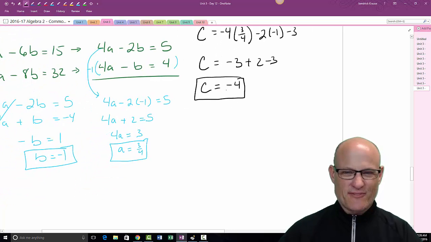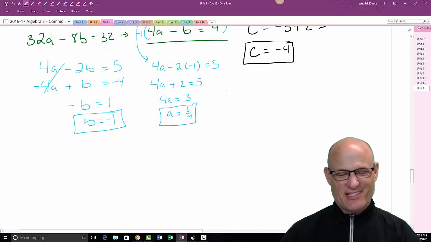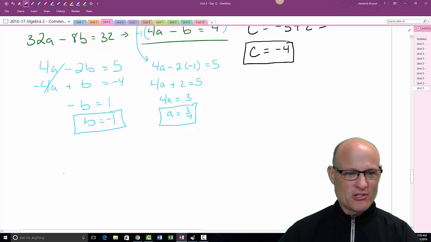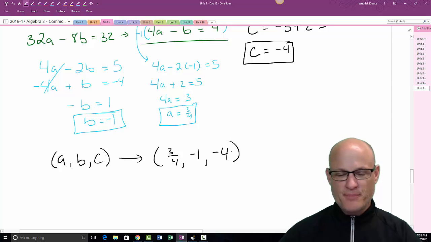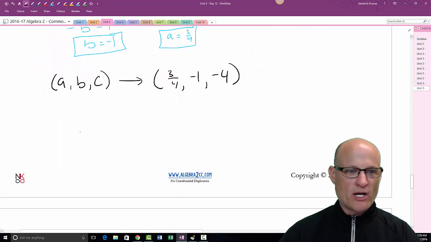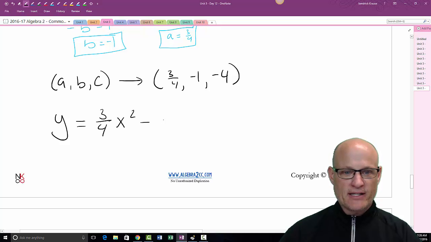So it appears as if I'm done, but I got nice numbers except for that 3/4, so I'm not sure if I'm right. But what my answer is, A, B, and C, an ordered triple, is 3/4, negative 1, and negative 4. But I need to write it as a quadratic, so that's y equals 3/4 x squared minus x minus 4. Remember, this goes in for A, this is B, and this is C.